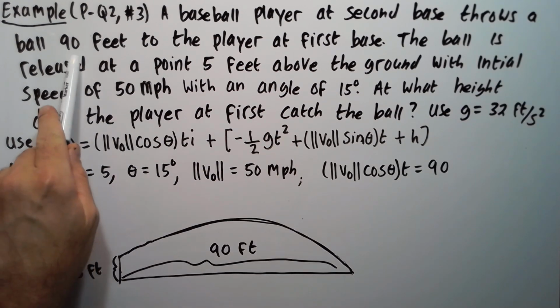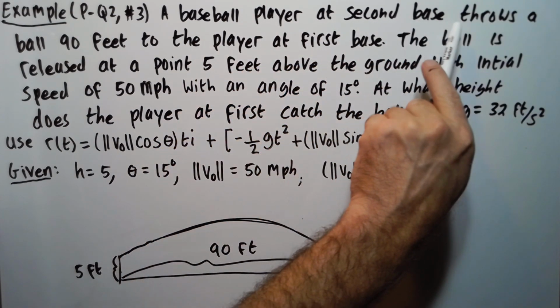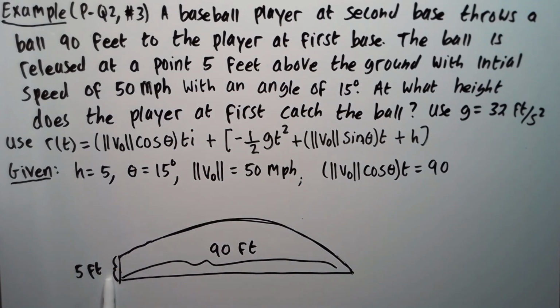Okay, so the 90 feet part says the player at second base throws the ball 90 feet to the player at first base. So you can say he's throwing it at 5 feet. I drew a little diagram here. So he's 5 feet. He's throwing it to a player, and the player is 90 feet away. Okay, so that's 90 feet in the x direction.